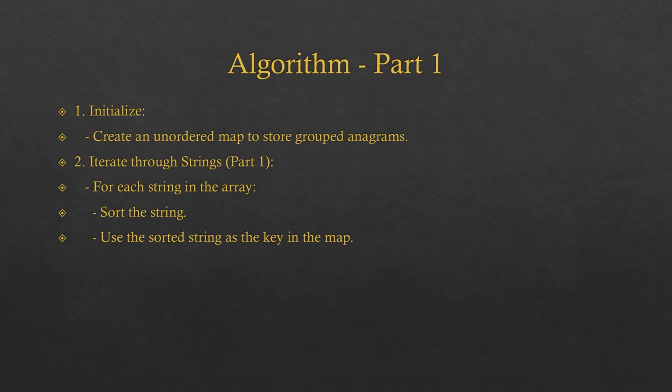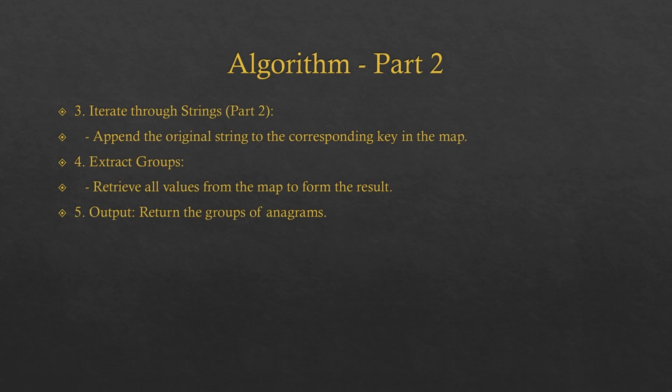Here we begin by initializing an unordered map to store the grouped anagrams. For each string in the array, we sort it and use the sorted string as a key in the map. This ensures that all anagrams will have the same key. Next, we continue by appending each original string to the list of anagrams corresponding to the sorted key in the map. After processing all strings, we extract the groups of anagrams by collecting the values from the map. These values represent the final groups of anagrams that we return.